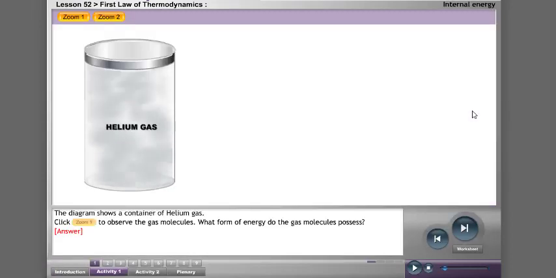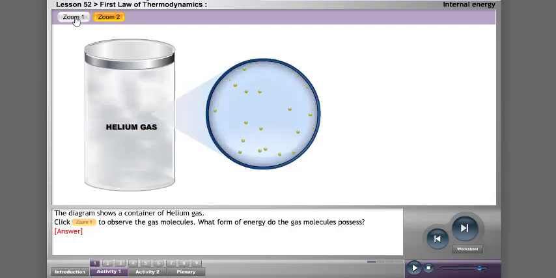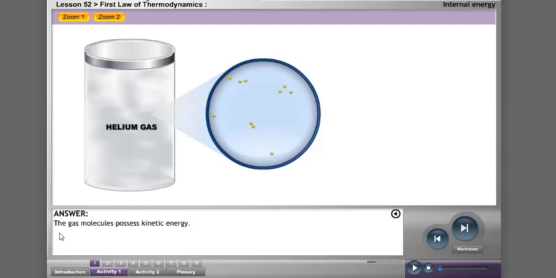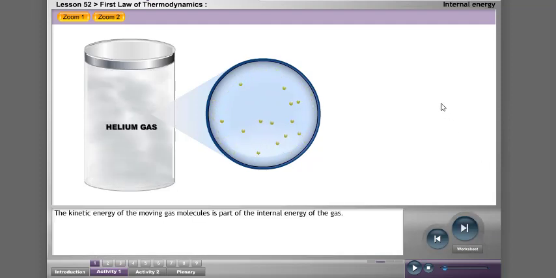The diagram shows a container of helium gas. Click Zoom 1 to observe the gas molecules. What form of energy do the gas molecules possess? Answer: the gas molecules possess kinetic energy. The kinetic energy of the moving gas molecules is part of the internal energy of the gas.